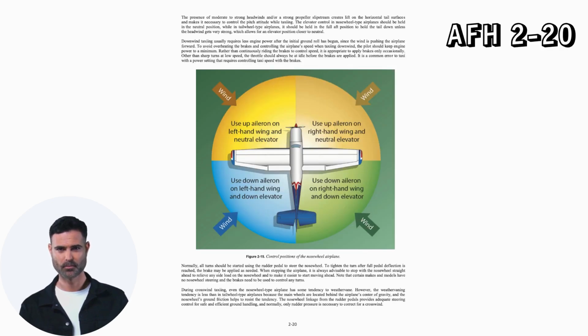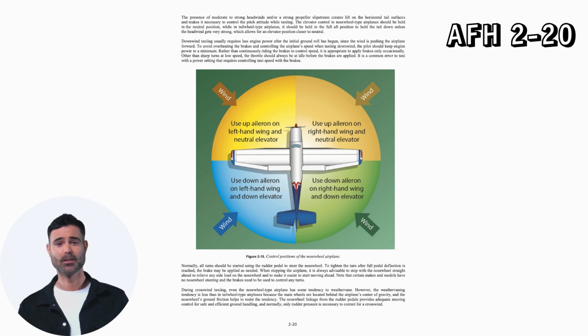The presence of moderate to strong headwinds and/or a strong propeller slipstream creates lift on the horizontal tail surfaces and makes it necessary to control the pitch attitude while taxiing. The elevator control in nose-wheel type airplanes should be held in the neutral position, while in tailwheel type airplanes, it should be held in the full aft position to hold the tail down unless the headwind gets very strong, which allows for an elevator position closer to neutral.